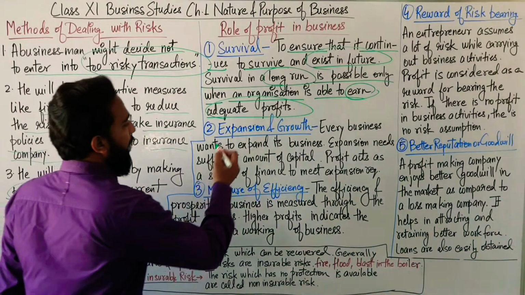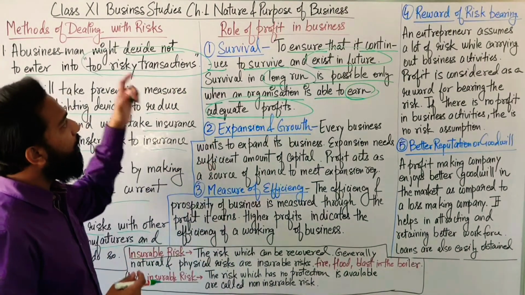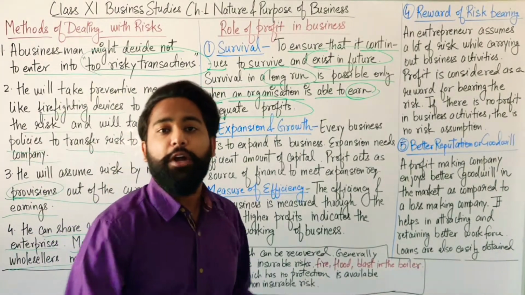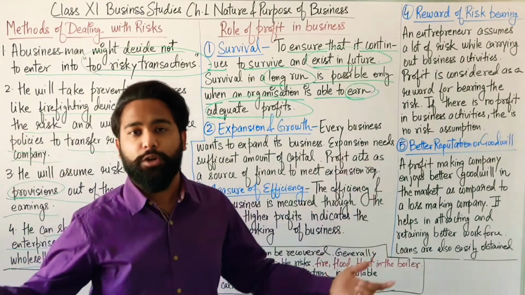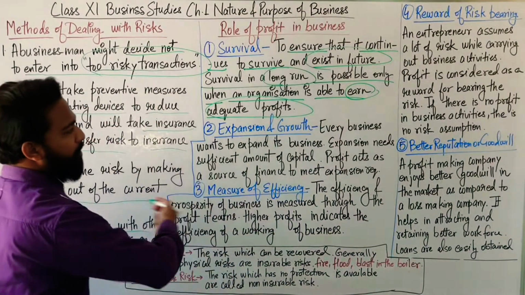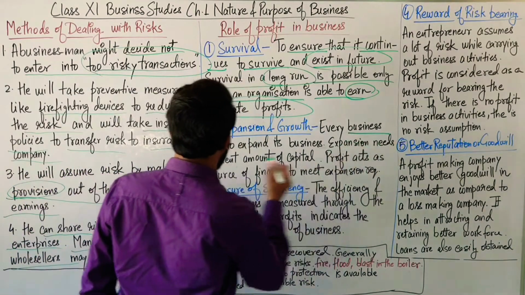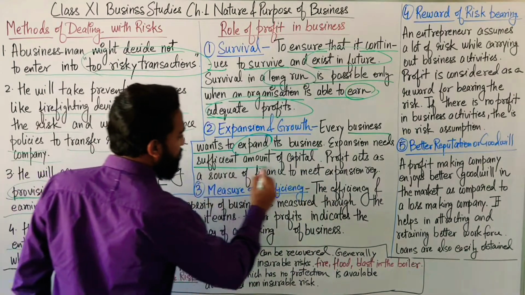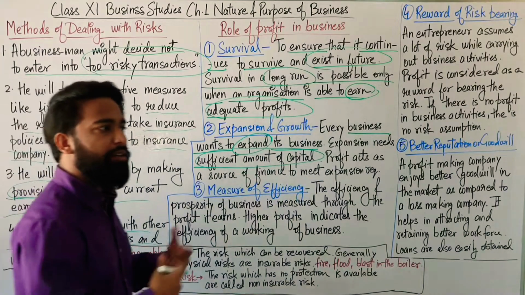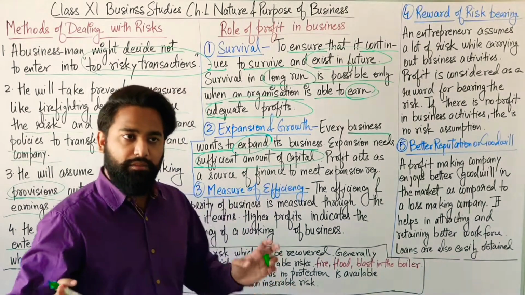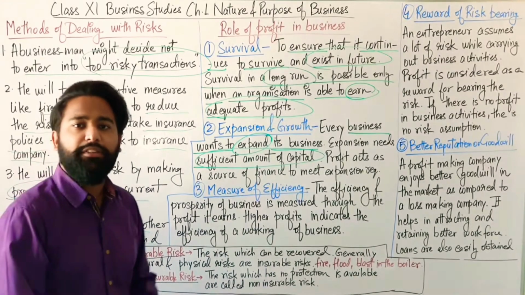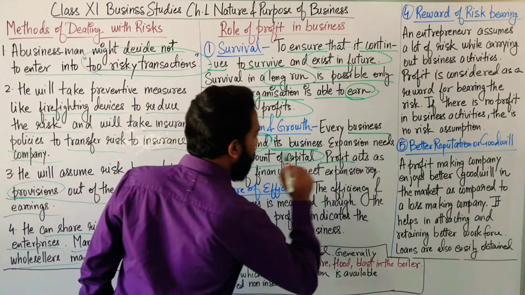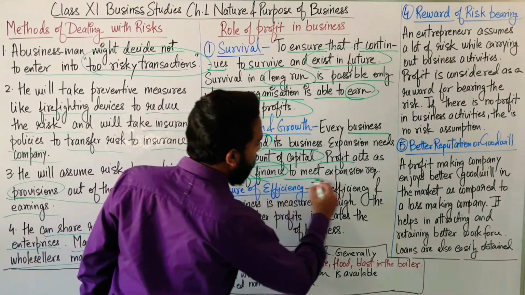Now, second one, expansion and growth. With profit, we can grow, we can expand our business from one shop to 10 shops, from 10 shops to a retail store, like that. Every business wants to expand, and expansion needs a sufficient amount of capital. We cannot expand our businesses on a fluke. No, we need some capital. Without money, you cannot expand. Profit acts as a source of finance to meet expansion.